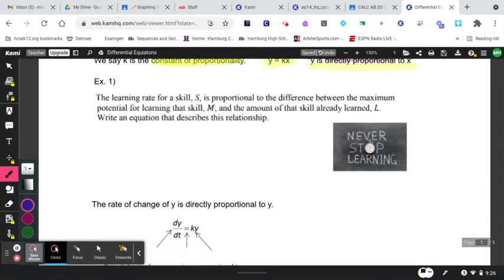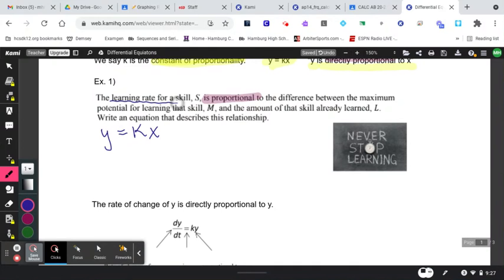Example 1: The learning rate for skill S is proportional to the difference between the maximum potential learning for that skill, M, and the amount of that skill already learned. Write an equation that describes this relationship. All right, so the first thing I want to pull out of there is that it said it is proportional to. So right off the bat, I'm thinking y equals kx. So something is proportional to something else. So what's proportional to what?